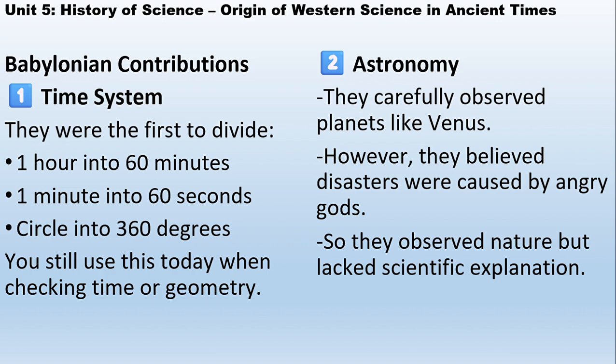There was no scientific explanation then. All they could do was to relate it with religion. So the only planet they actually observed then was Venus. And why did they observe Venus?